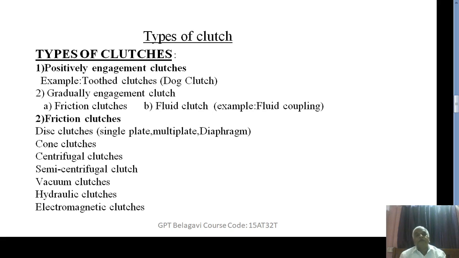In case of single plate friction clutch, we are using only one clutch plate. But in case of multi-plate friction clutch, we are using more than one clutch plate. Therefore, this one we call a multi-plate friction clutch. In this multi-plate friction clutch, we are using two types of clutch plates. One set we call the driving plates, another one is the driven plates.